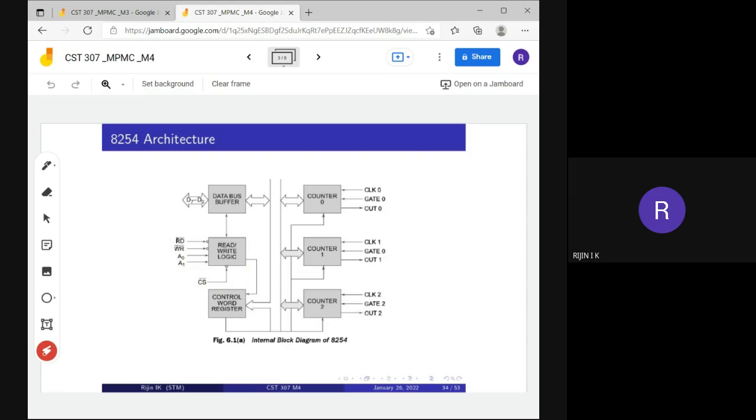And the last one is the buffer, that is the data bus buffer. Actually it is a tri-state bidirectional 8-bit data bus buffer.